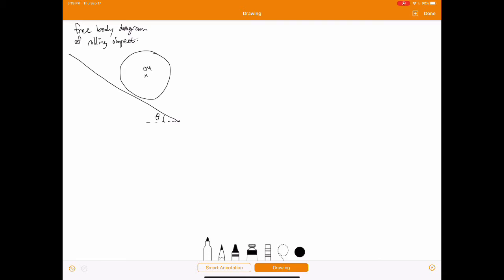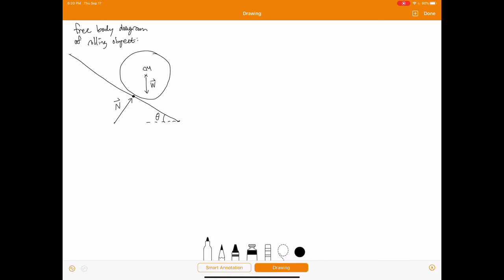So we have to think about all the different forces acting on this object. Well, one of them would be gravity, the force of Earth's gravity, where the weight is pointing straight down. There's also a normal force because it's being supported by a surface. So if this is the point of contact between the rolling object and the ramp, the normal force will act right at that point, and it should be pointing out of the ramp, perpendicular to the surface of the ramp.